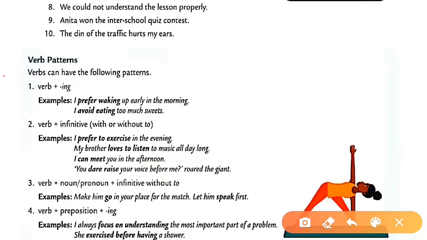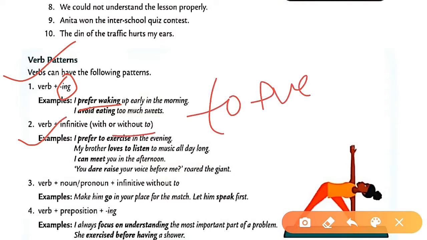Guys, next: verb patterns. Verbs can have the following patterns: verb plus -ing forms. Like, I prefer waking up early in the morning, right? And I avoid eating too many sweets. Next, infinitive forms, with or without to, means verb plus to plus verb, or sometimes without to. So, I prefer to exercise in the evening. My brother loves to listen to music all day long. I can meet you in the afternoon.